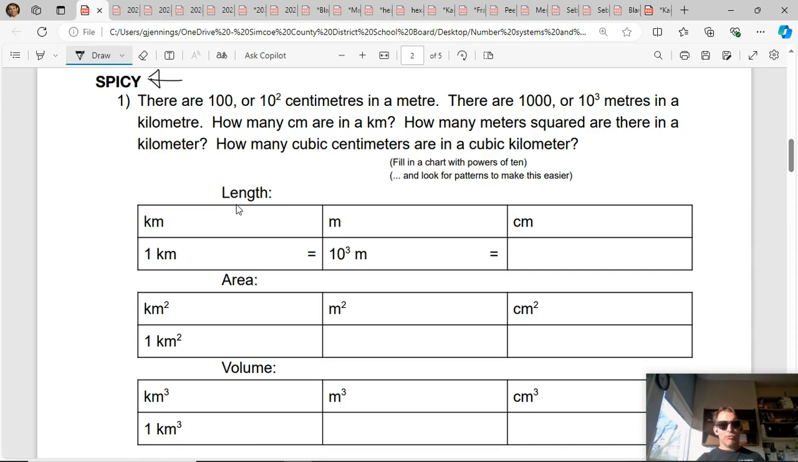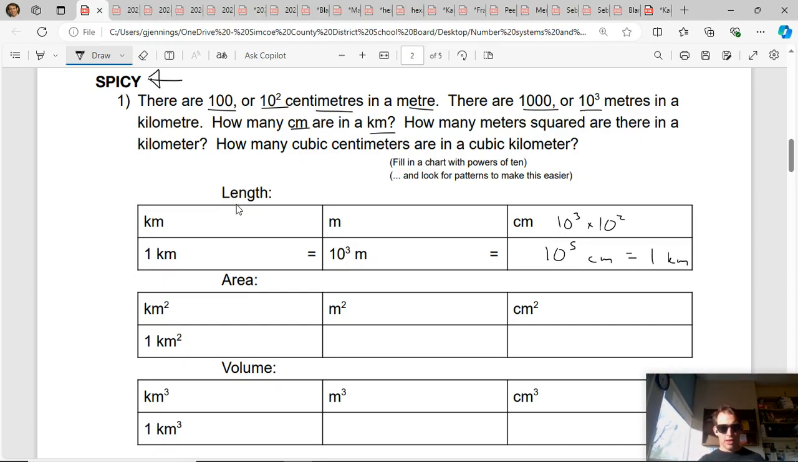Okay, so if we know that there's 100, or 10 to the 2, centimeters in a meter, and that there's 1,000, or 10 to the 3, meters in a kilometer, we want to know how many centimeters are in a kilometer. That would be 10 to the 3 meters in a kilometer multiplied by 10 to the 2 centimeters in a meter. That's going to be 10 to the 5 centimeters equal to 1 kilometer.